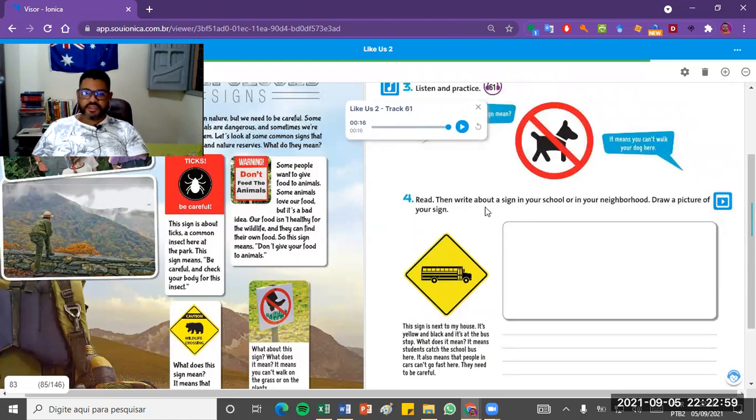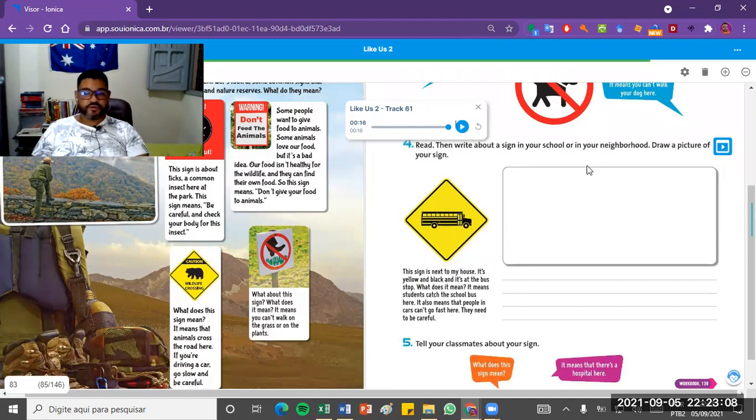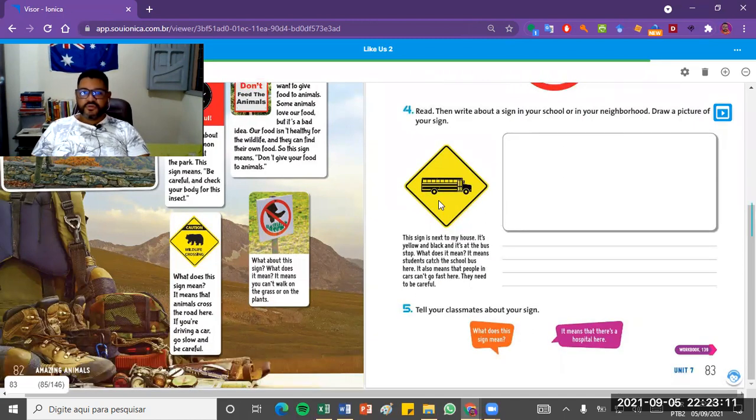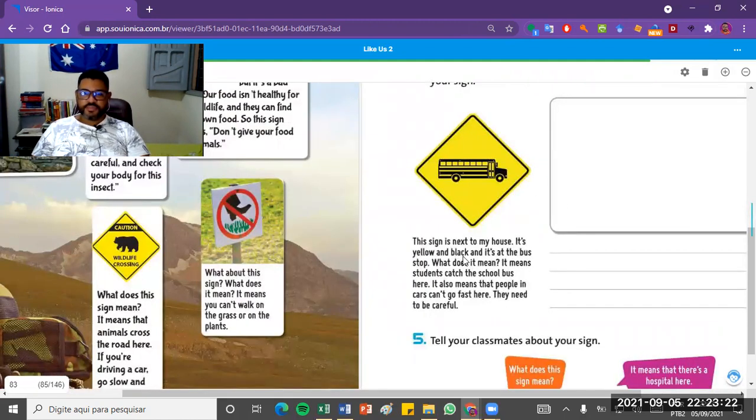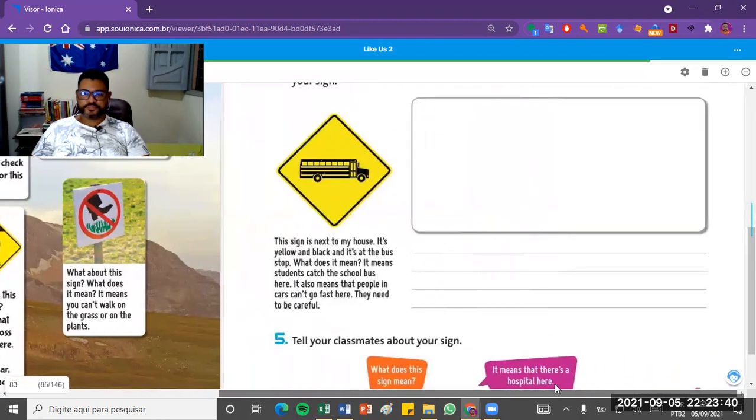Read, then write about a sign in your school or your neighborhood. Draw a picture of your sign. So we have a text here, right? This text brings information about a sign. Let's see. This sign is next to my house. It's yellow and black, and it's at the bus stop. What does that mean? It means the students catch the school bus here. It also means that people in cars can't go fast here. They need to be careful, all right?